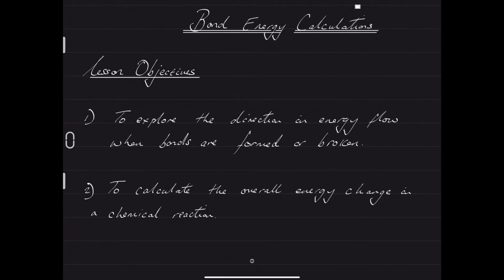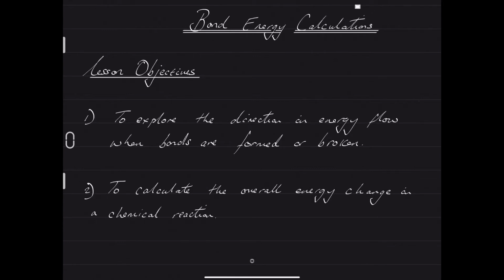In today's lesson, we're going to be looking at bond energy calculations. So we have two lesson objectives today. The first one is to explore the direction in energy flow when bonds are formed or broken. So we need to be examining which direction energy is flowing from a system, whether it's flowing into a system or flowing out of a system.